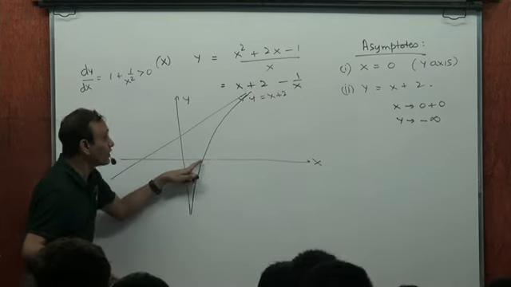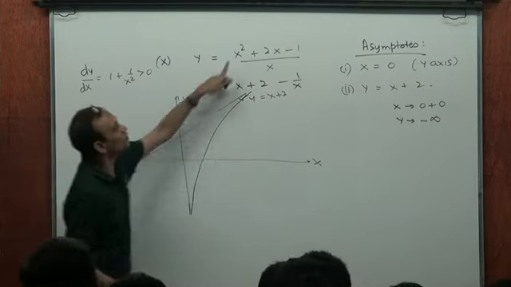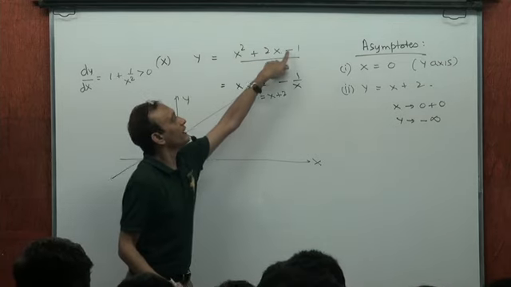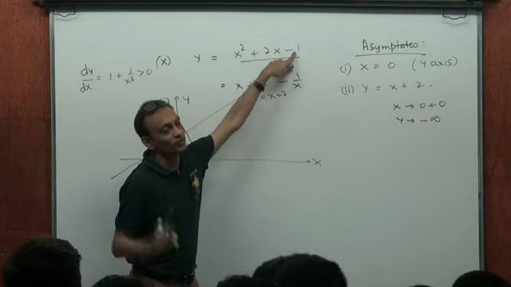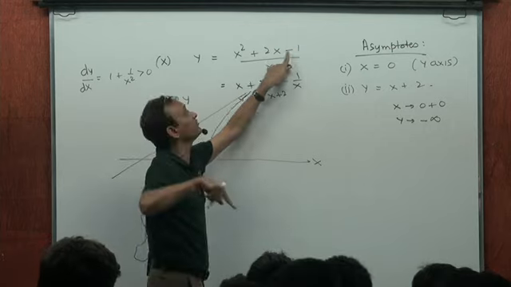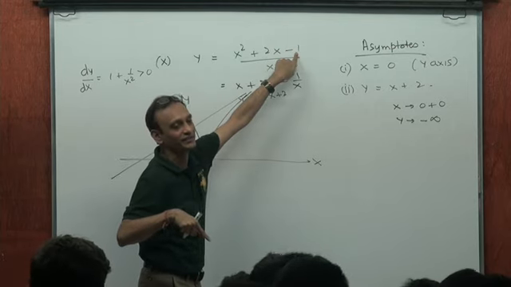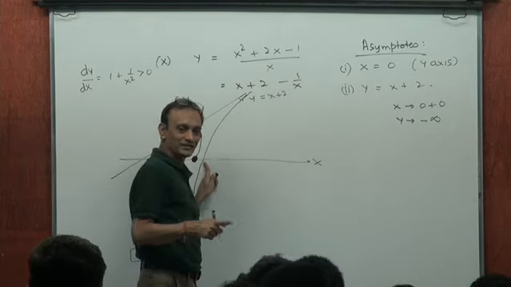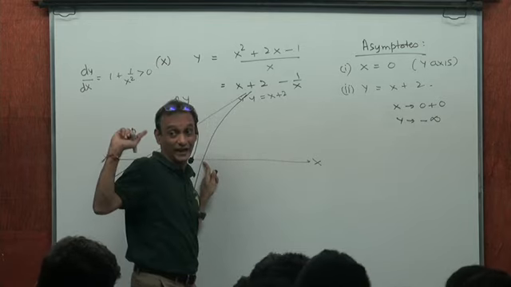And therefore, you would expect one root of this somewhere here, which you can obtain by x square plus 2x minus 1 equal to 0, which will give you two roots, one positive and one negative. Why? Because the product of the roots is negative. So the positive root is obtained here, and the other root will be negative.